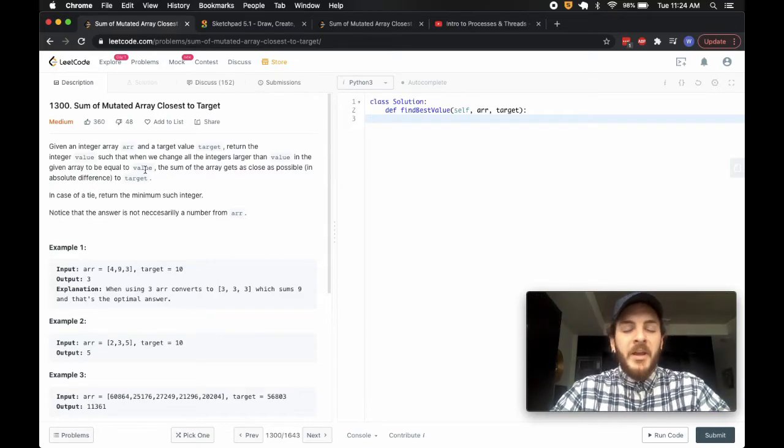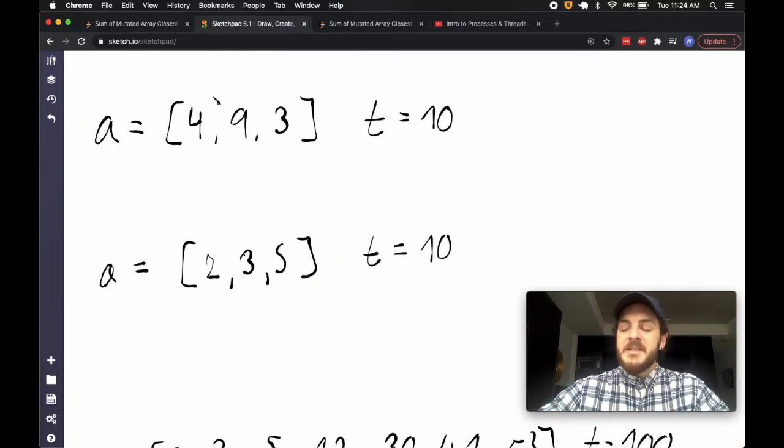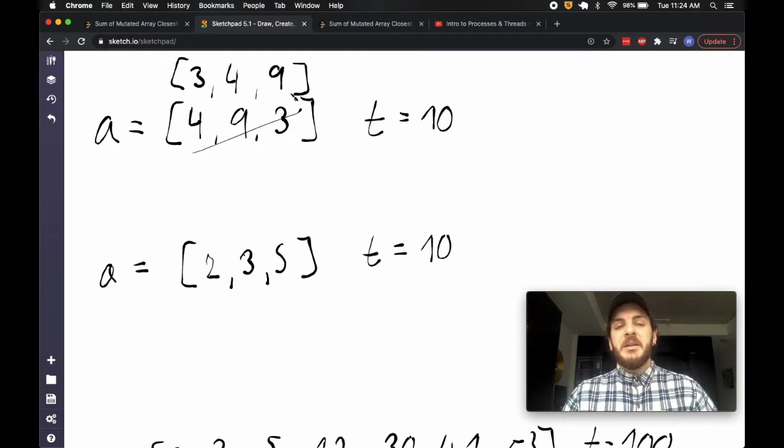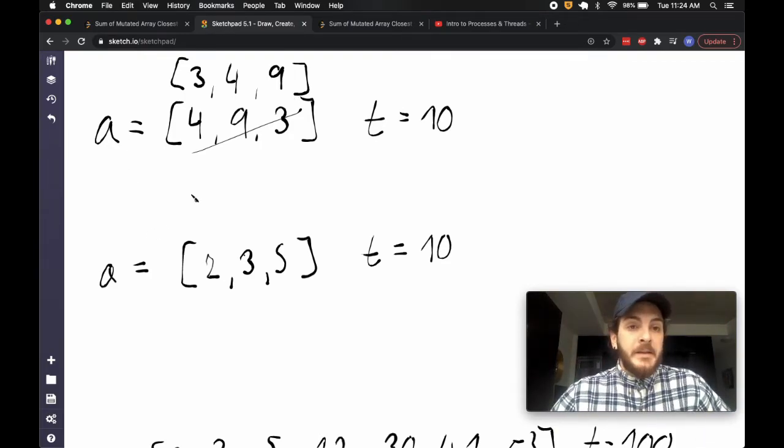But since we don't have to worry about any of that, we can go ahead and sort this array. So maybe instead of thinking about this one, we'll sort it to become 3, 4, 9, meaning that no matter what we do from here on in, our minimum time complexity will be O of n log n. Okay, so that's going to be something to keep in mind as we go.